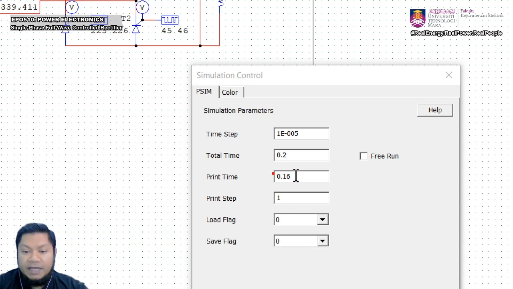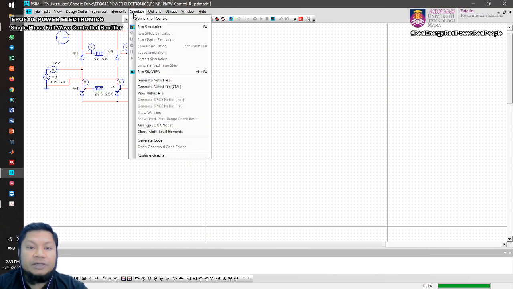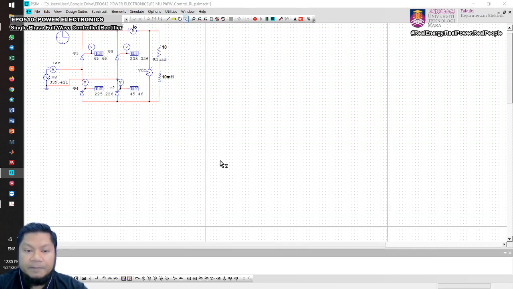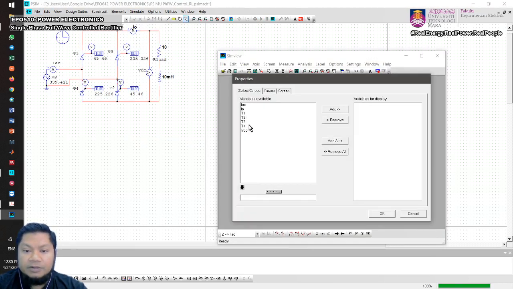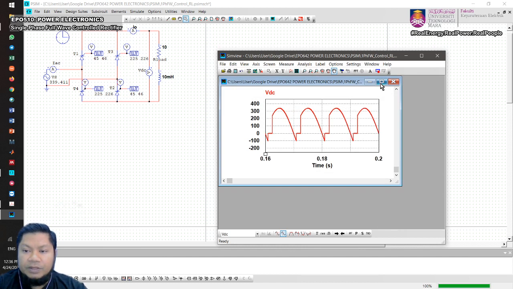So this defines where you want PSIM to start saving the points, and you want to observe the last two cycles of the output voltage. Okay, right. So now try to simulate again, run simulation. Okay, going to see the output voltage, change it to 2. So that is the output voltage.